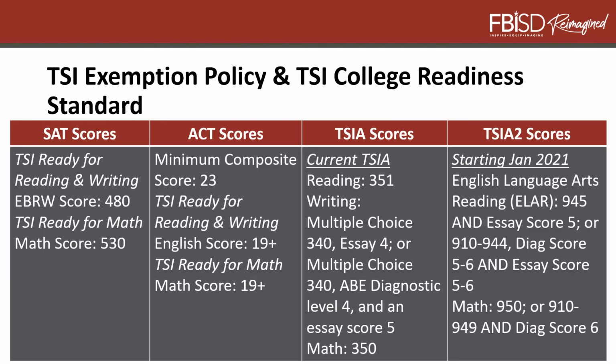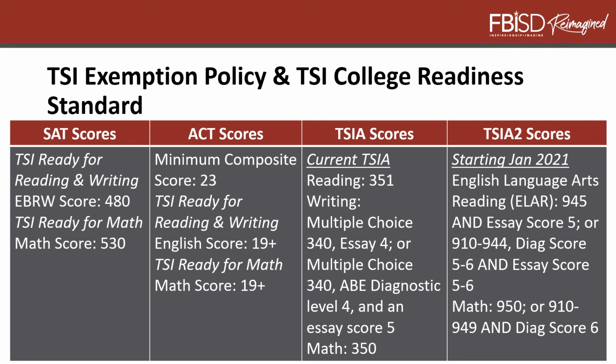TSI exemption policies. If a student has already taken the SAT, a student may be exempt from the TSI if they received a 480 on the evidence-based reading and writing section, and then a math score of a 530. Students don't have to meet both. It can be one or the other. To be considered TSI exempt for ACT, the student needs a composite score of a 23 and at least a 19 on the math section, and then at least a 19 on the English section. A student can be considered TSI exempt based on the SAT evidence-based reading and writing scores, and then on the math ACT scores.